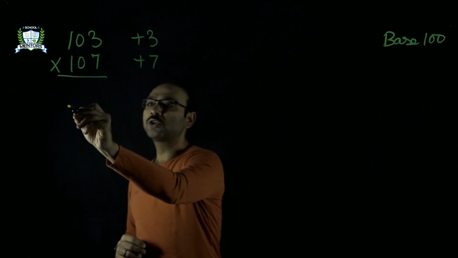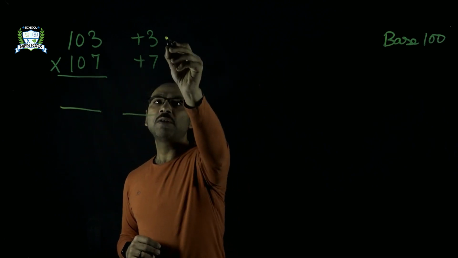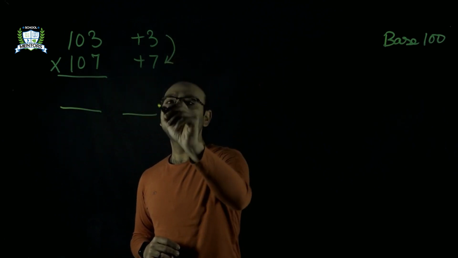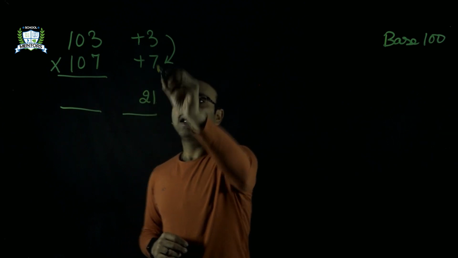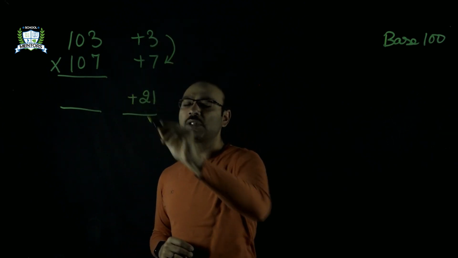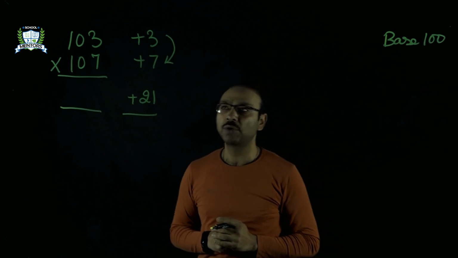Now again the same thing goes over here. 7 3s are 21. We multiply these two numbers, 7 and 3, 21. So we write 21, and plus times plus becomes plus. So there is no problem. We straight away write 21.